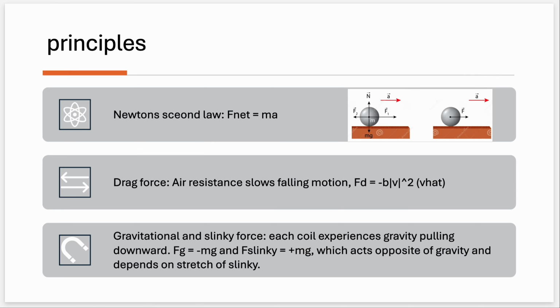The principles used were Newton's second law, which is F net equals ma, and then you can see it exhibited in this photo. We also used drag force, which is the air resistance slows falling motion, and then this is the formula for it. And gravitational and slinky force, in which each coil experiences gravity pulling downwards. So the force of gravity was negative mg, and then the force of the slinky was positive mg. So they act opposite of each other.